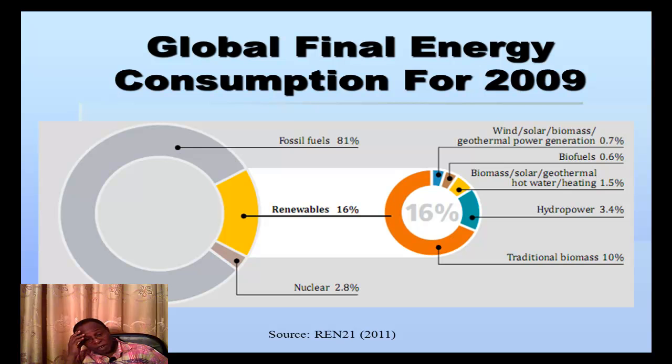Now of the renewables, you would see that traditional biomass has a major contribution, already about 10%. Then you've got hydropower, which constitutes about 3.4% of the 16, and then biomass, solar, and geothermal for heating, and of course wind, solar, biomass, and geothermal for power generation, and then also some biofuel. So as things stand now, renewables, including hydropower, play a relatively small role compared to fossil fuels, which really are playing the dominant role.